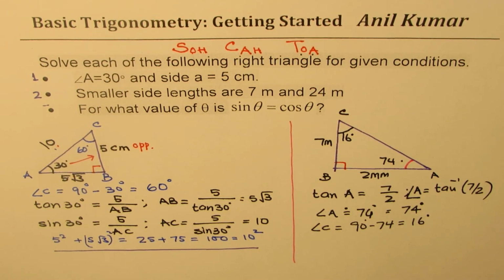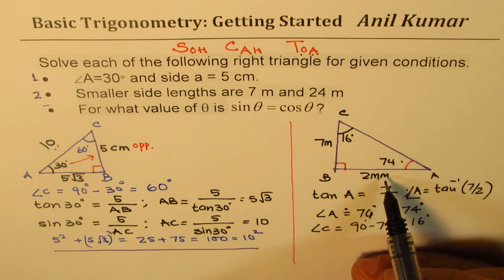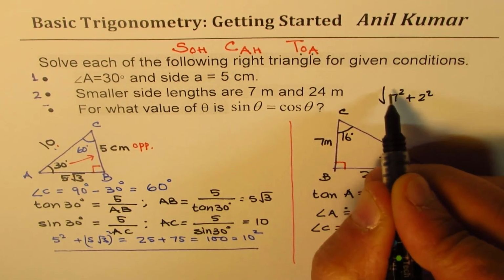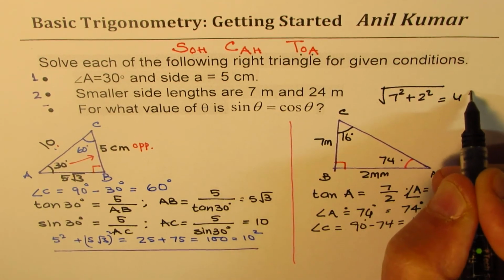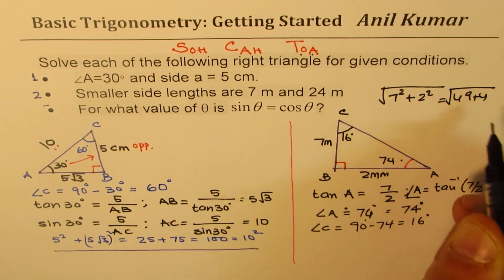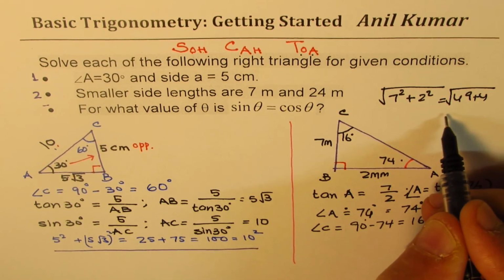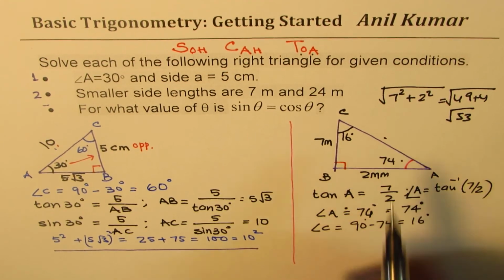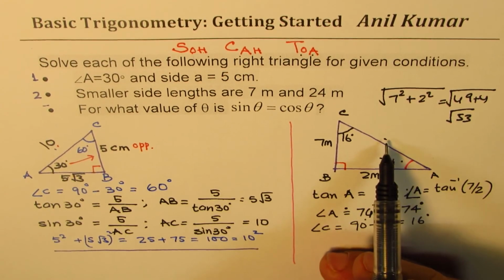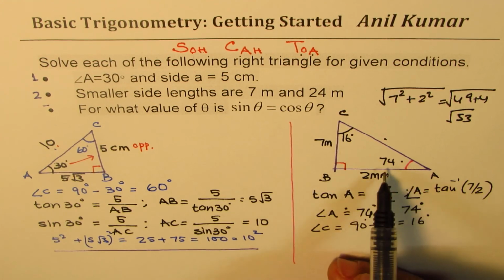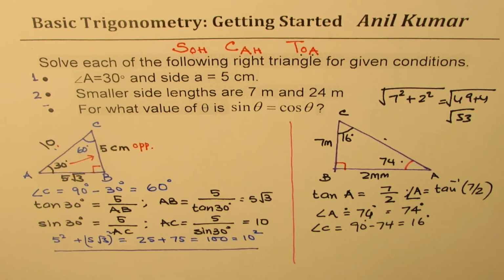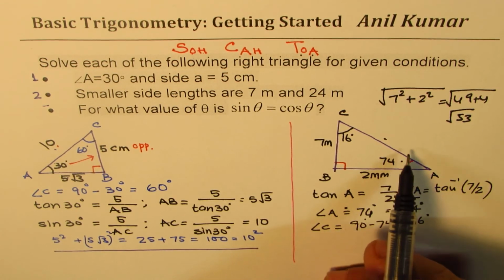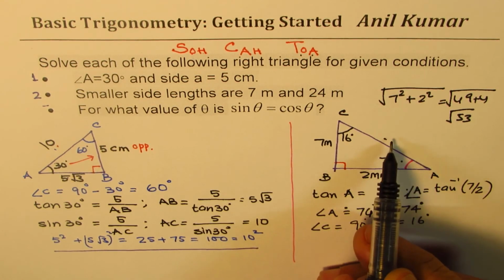Perfect. Now if you have to find that side, you could use Pythagorean theorem, and you will get square root of 7 square plus 2 square as your answer, right? Which is square root of 49 plus 4, and that is square root of 53. Is it okay? Now let me use trigonometry to find this side. Since that is the hypotenuse, we could use one of these angles and then find that side. Our angle is rounded, correct? It is approximate, and therefore we'll get an approximate answer, but we'll round it.